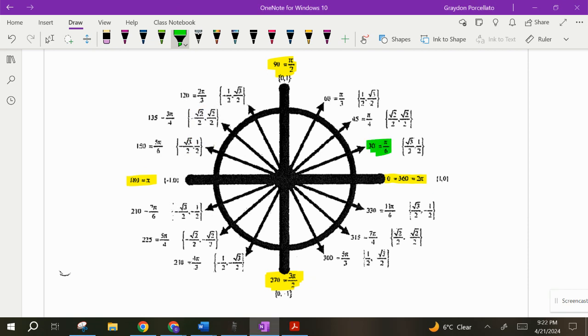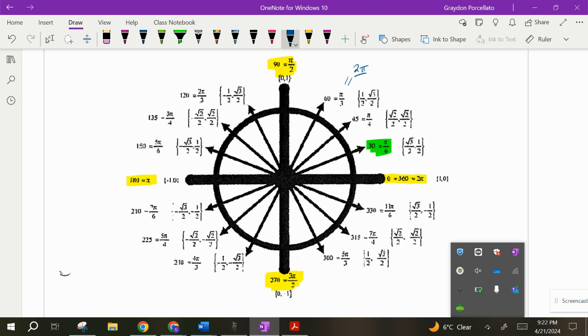And then if I go up by 30, I would get, and I'm just going to write this here, 2 pi over 6, which simplifies to pi over 3. If I go up another 30, I get to 90, which is pi over 2, or 3 pi over 6, right? Go up another 30 to get to 120, which is the same as 2 pi over 3. Go up another 30 to 150, 5 pi over 6.